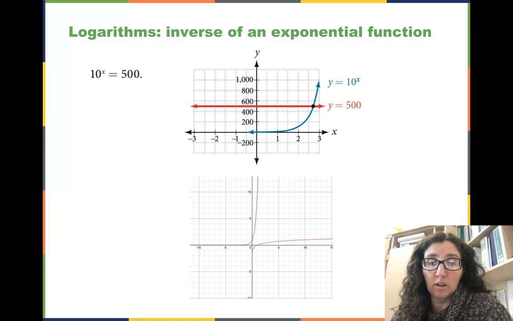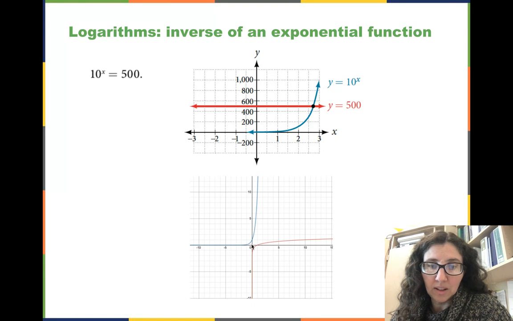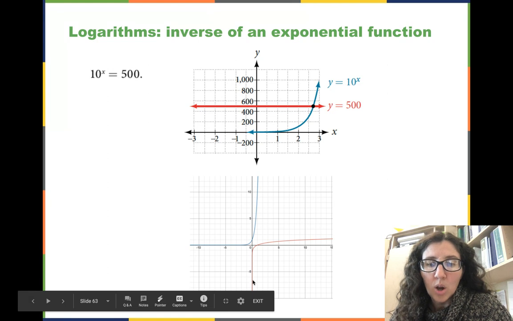But what if we really want an exact number and we don't have to just plug stuff into our calculator? What we need is an inverse, right? We need to solve for this in a way that's efficient, right? So if this is our blue graph, the scale is different up here, right? This blue graph is 10 to the x. What we really need is the inverse of that, right?